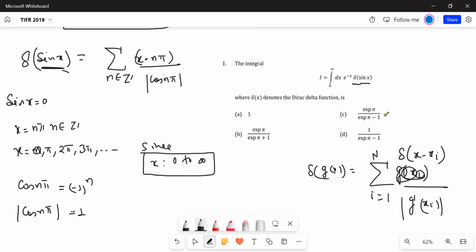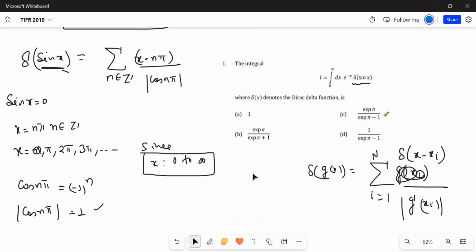Okay, is that clear? I hope it is clear. Just give me a minute. Okay, so now you see cos n pi modulus will give you a 1.